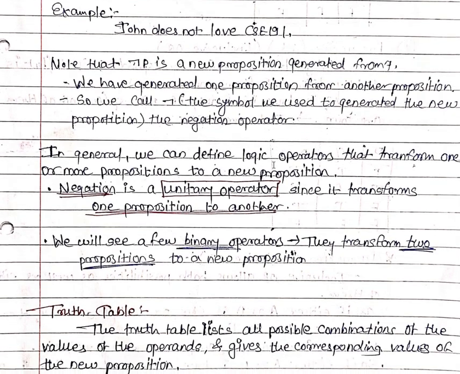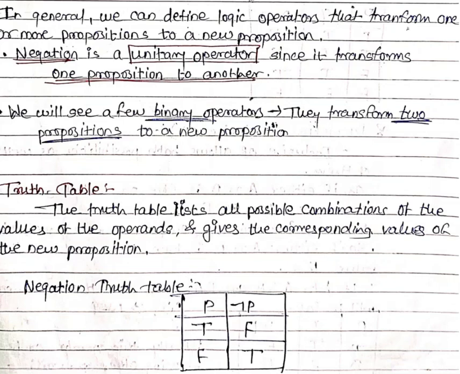In general, we can define the logical operators in two types. First are the unary operators, and the second type is the binary operators. Negation is an example of a unary operator since it transforms one proposition to another, as we have seen earlier. Binary operators transform two propositions into a new proposition. In negation we require only a single statement P, but for binary operators we require two statements, for example P and Q.